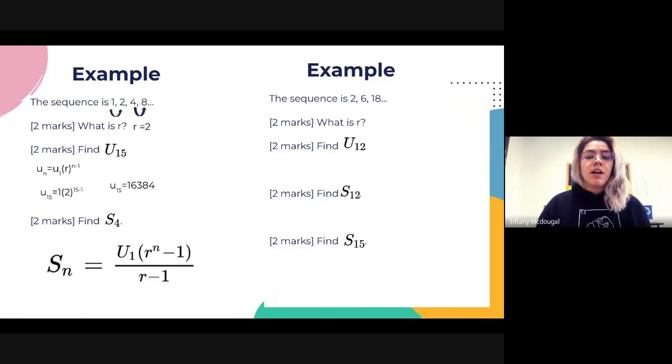All right, now let's try our new formula. So now we have S4. I go ahead and write the series formula. Sn is equal to U1 parentheses R to the N minus 1 close parentheses over R minus 1. I'm going to start by plugging in my N values. So I'm going to take 4, swap it out for N. Then I'm going to take 1 and swap that in for the first term. Go ahead and plug in my R value, which is 2 over here and 2 down here.